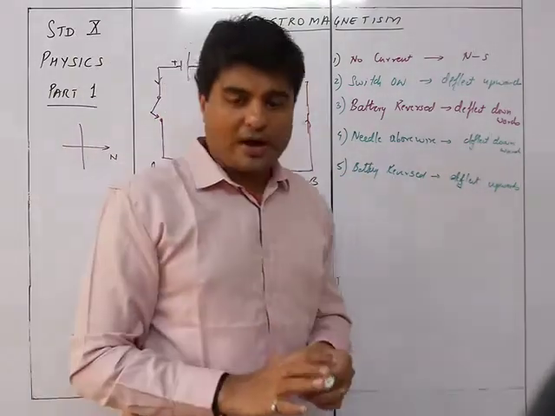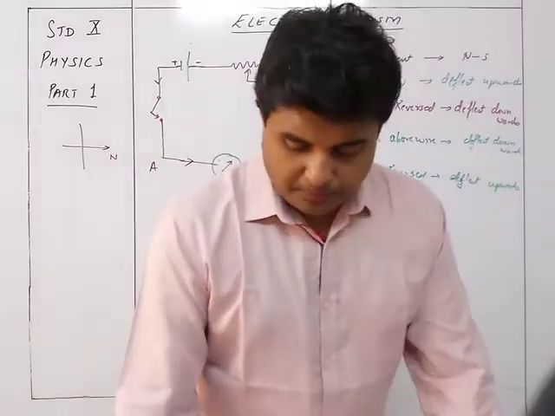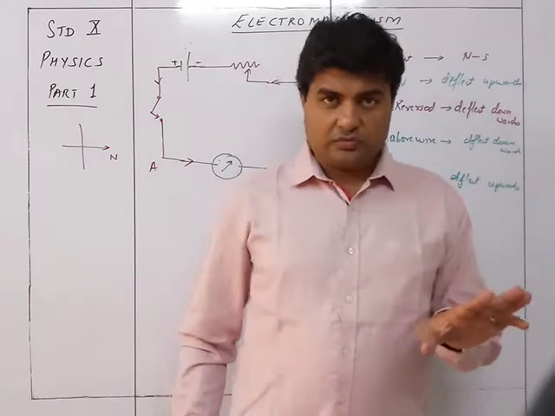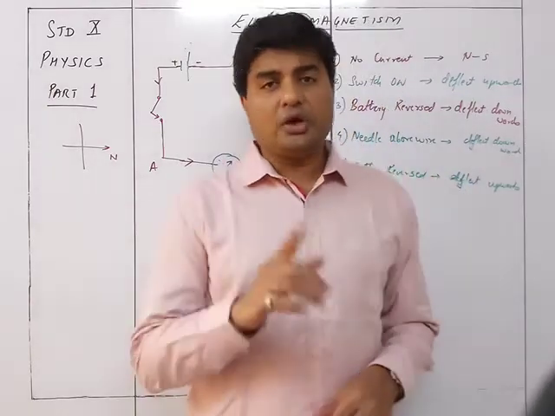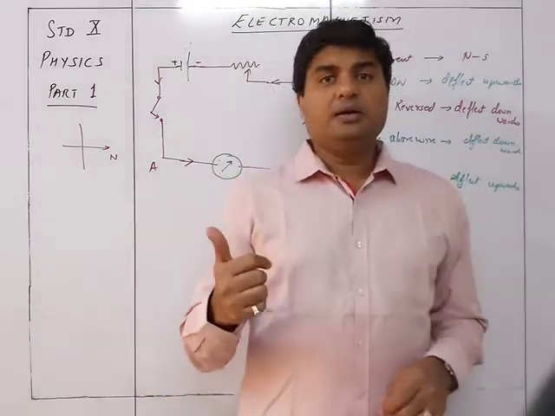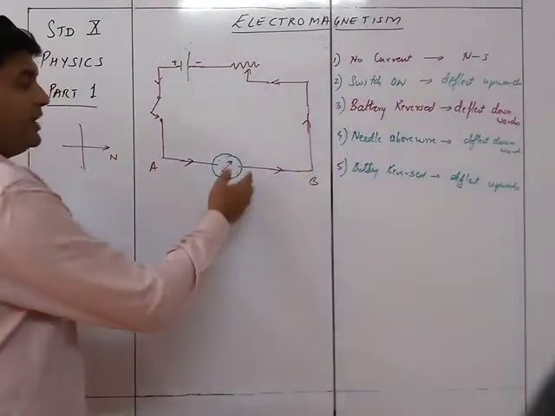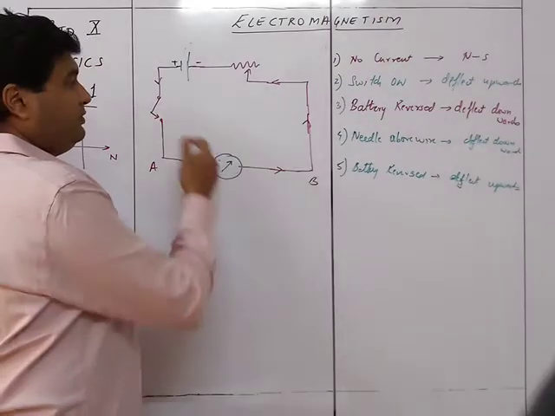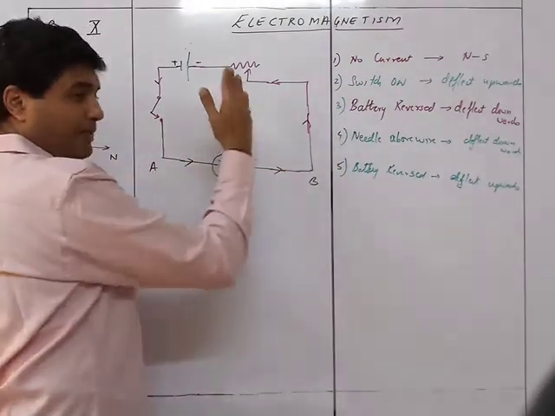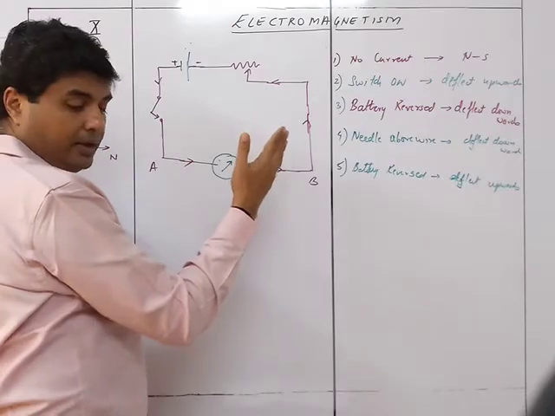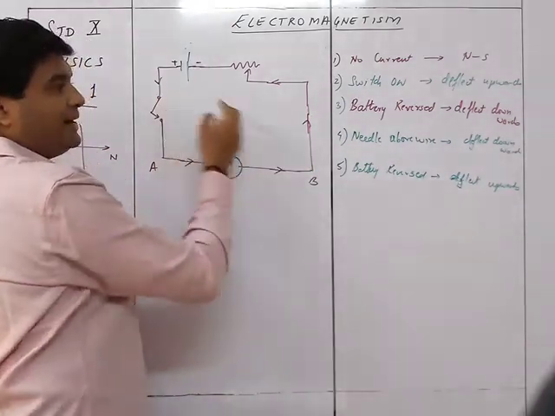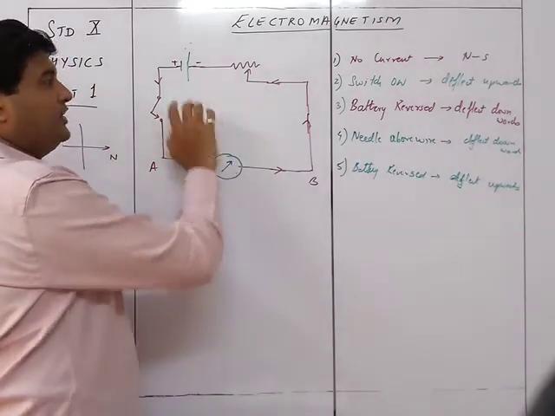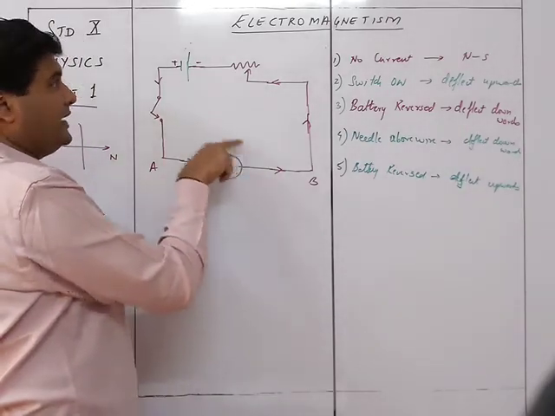Got it? So you got these four conditions over here. What did we do first? No current, no deflection. The direction of the needle is north-south. Then the current started. If the needle is below the wire and the switch is on, the deflection is upwards. If I reverse the battery, the deflection goes in the opposite direction. Similarly, if I switch it off, it will again be steady in the north-south direction.